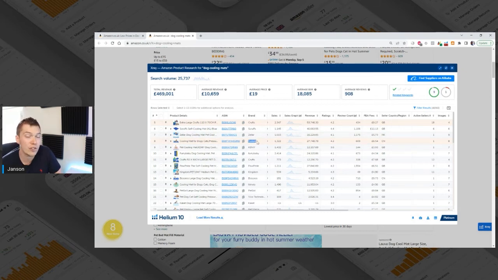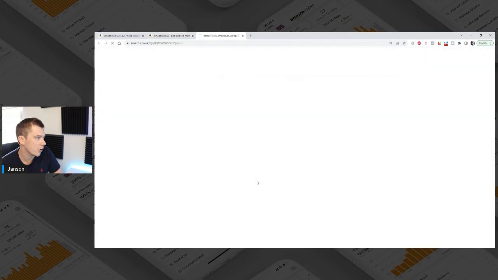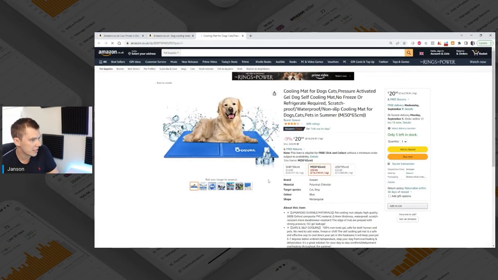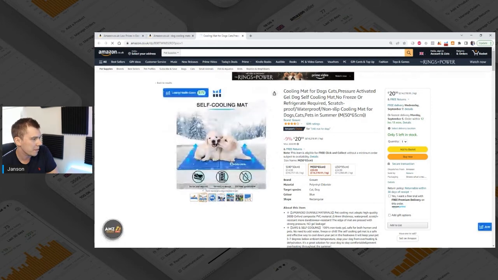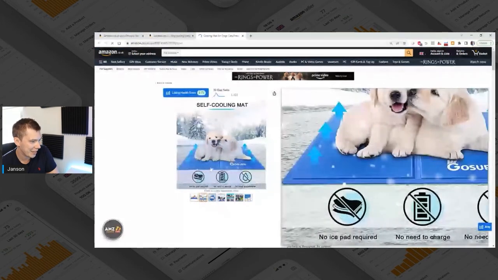And just to put that into perspective, I hope, we've got GoSure. What does that mean? It's not a very good sounding brand name, is it? Just random. A Chinese seller, let's have a quick look at their listing just so you can see what I mean. Hopefully there's going to be some random Chinese words on here that don't make sense.